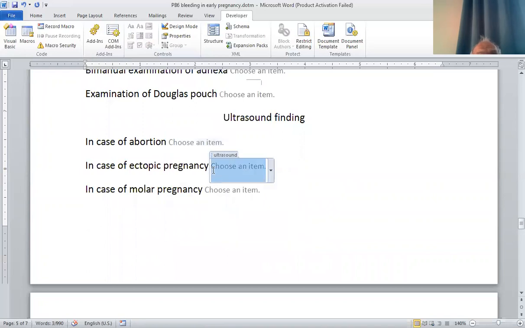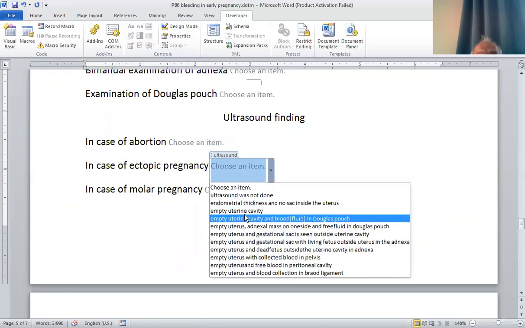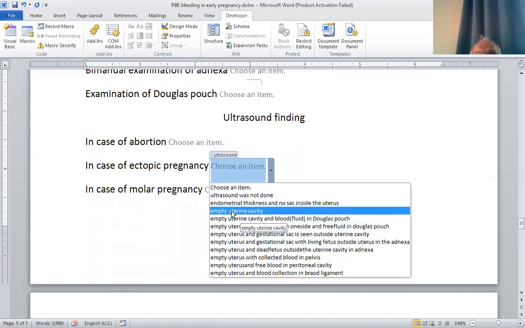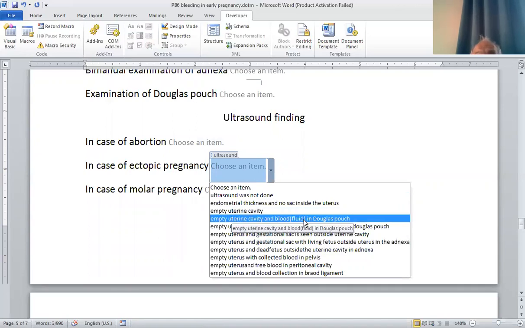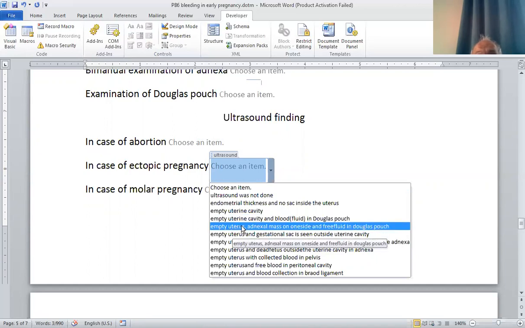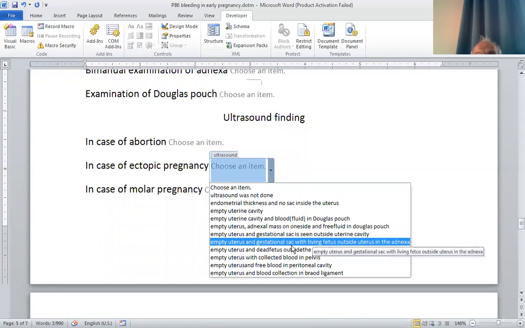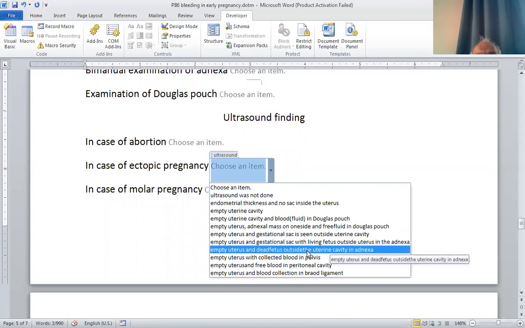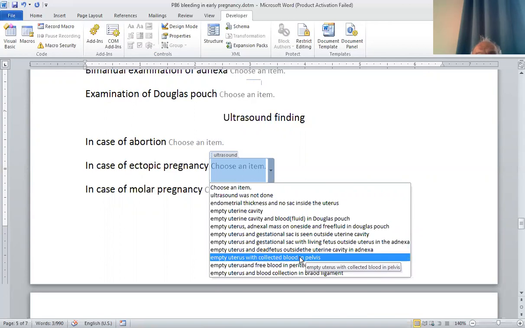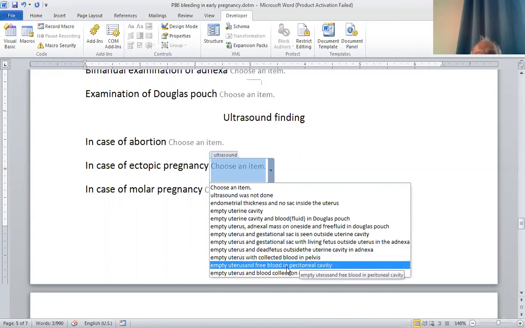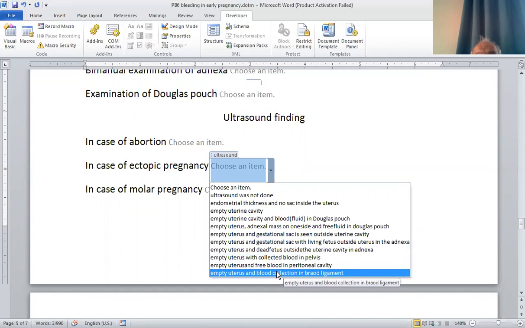And then in case of ectopic, we may find these ultrasound findings: an empty uterus, or uterus with fluid in the Douglas pouch, or an empty uterus with an adnexal mass and fluid in the Douglas pouch, or the uterus with a gestational sac seen outside the uterine cavity, or the uterus and gestational sac with living fetus outside the uterine cavity, or uterus with collected blood in the pelvis, or uterus with blood in the uterine cavity, or empty uterus with blood collected in the broad ligament.